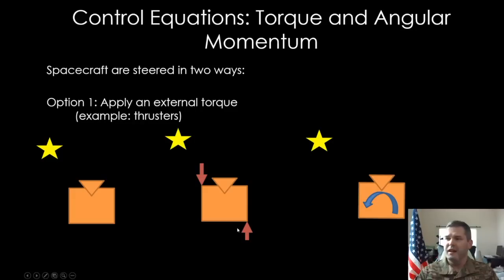In this case, this looks a lot like thrusters. We would fire them in pairs so that we're not increasing the velocity or anything. We're just inducing a torque. Once we induce that torque, we have an angular velocity, and the satellite starts to rotate.